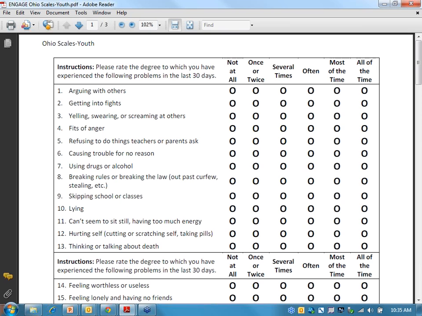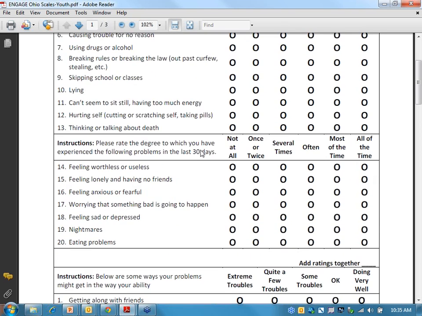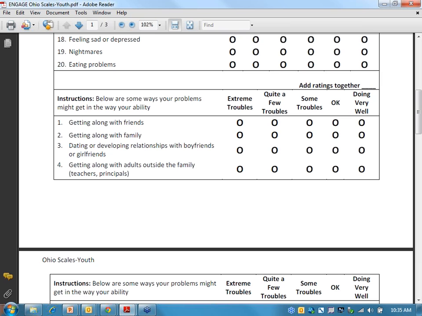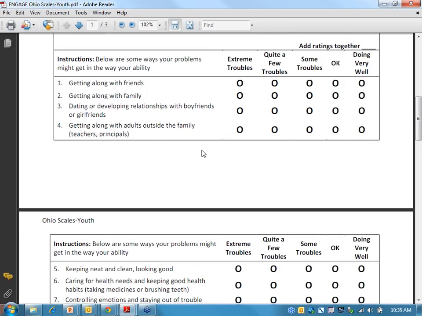They really want to know to what degree your child has experienced the following problems in the last 30 days. And all this is really important to track throughout their time in the wraparound process. This, again, shouldn't take more than about 20 to 25 minutes. So along with the GPRA, both of these measures should only take about an hour per youth.